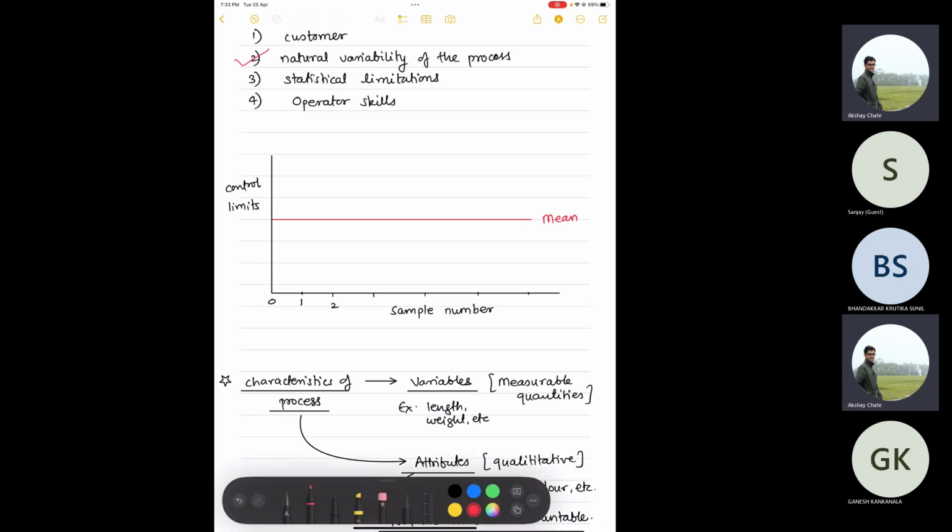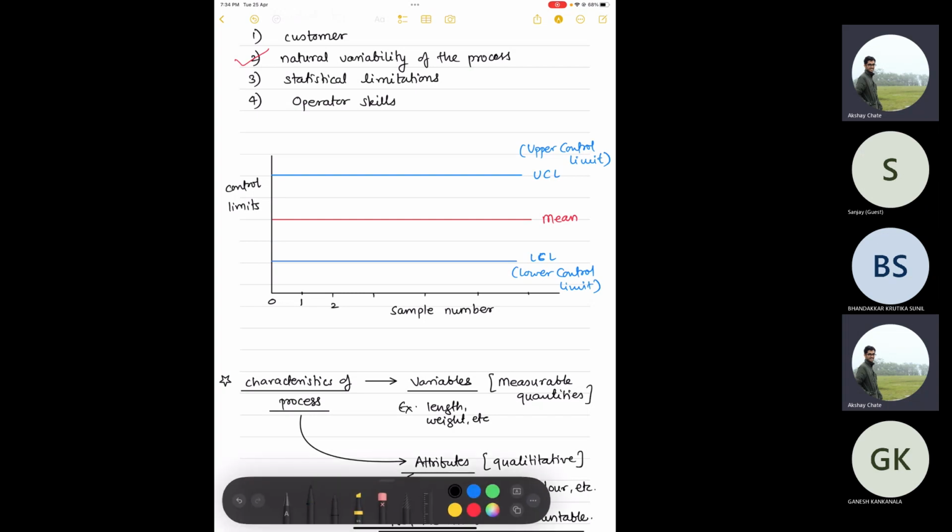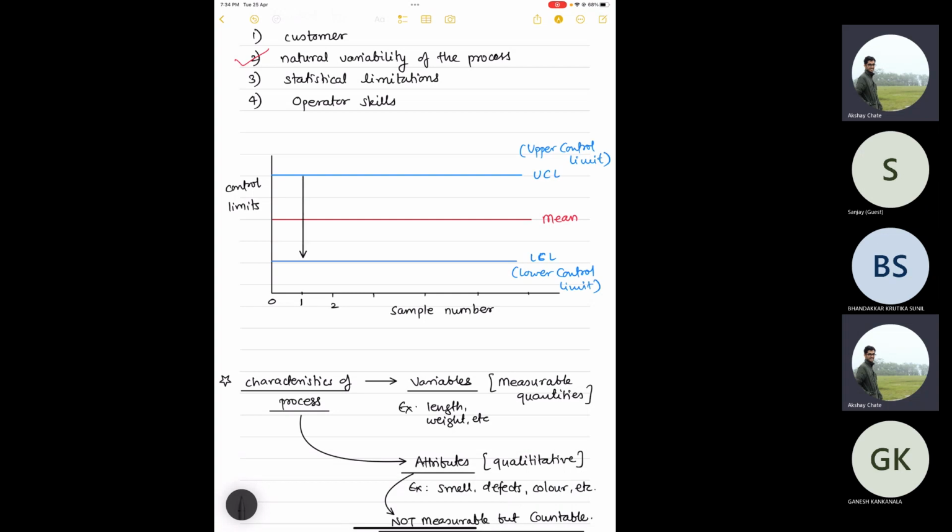And then you will have some mathematical formula which will decide your upper and lower limits. This is your UCL and this is your LCL, the lower control limit and the upper control limit. This will define your range of variation. Whatever you produce, you need to stay between these two blue lines. The width between the blue lines is called the random variation, which you can't do anything about.